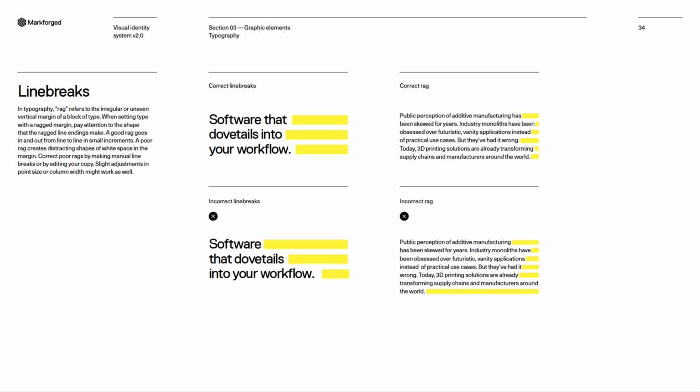Line breaks refer to the irregular or uneven vertical margin. Correct rags are created by manual line breaks or copy editing. Incorrect rags create distracting shapes of white space.